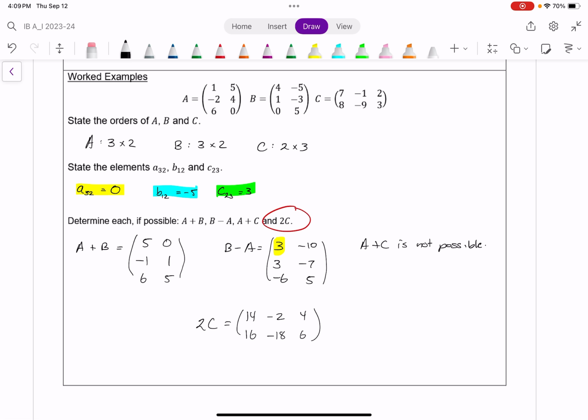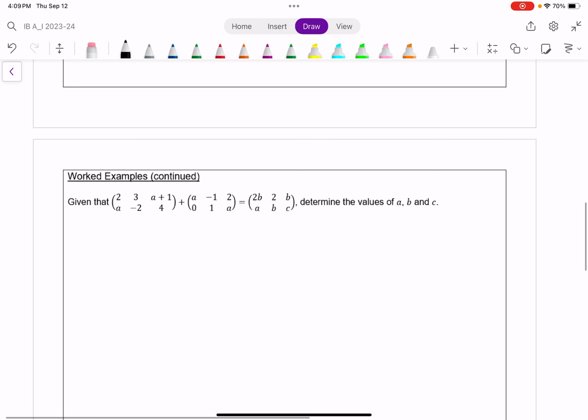Right. Okay, so addition and subtraction, multiplication with a constant with matrices. Quite pleasant. Like I said, just remember order is always rows and then columns.